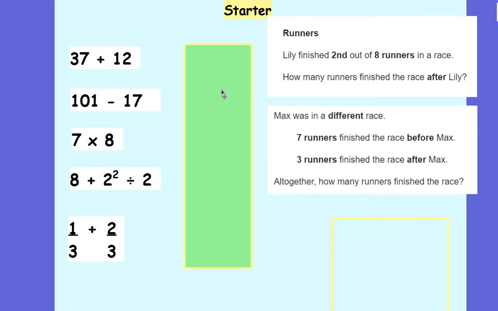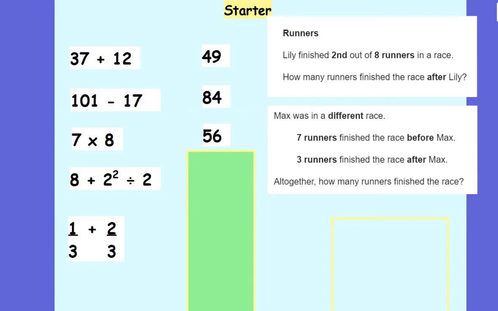Okay, I'm going to run through the answers. For the first one, if you've done a column addition, you'll have got 49. For the second one, if you've done a column subtraction, that would give you 84. For the third one, 7 times 8 is 56.